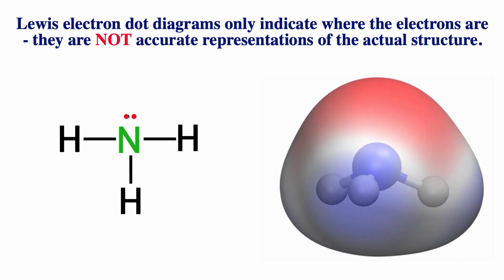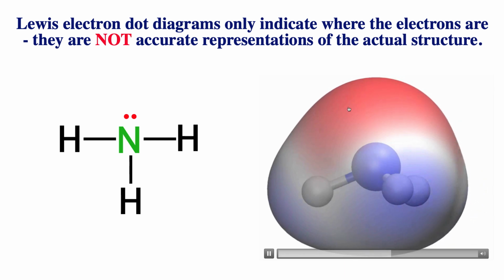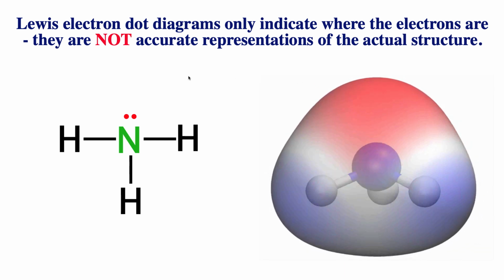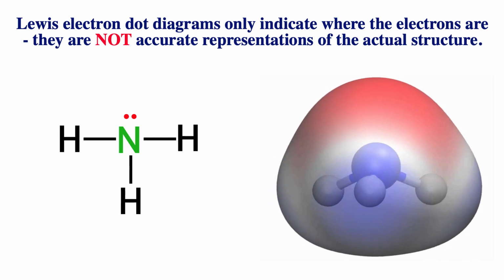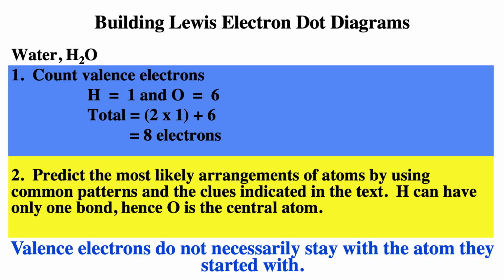You see that lone pair, and that also corresponds to the red part here. Remember, the red has a partial negative charge. The blue is a partial positive charge. We can try another example here.